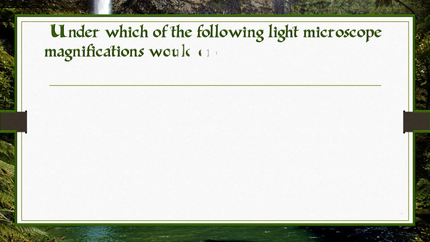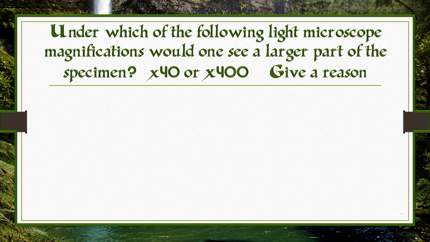Under which of the following light microscope magnifications would one see a larger part of the specimen? Is it times 40 or times 400? Give reasons.